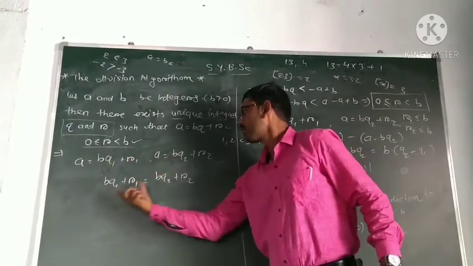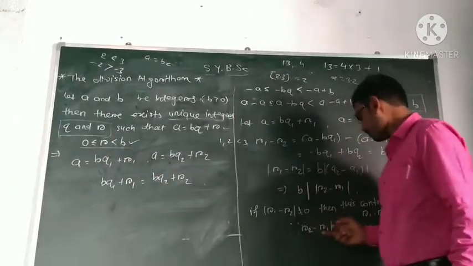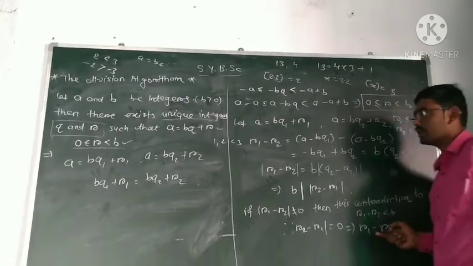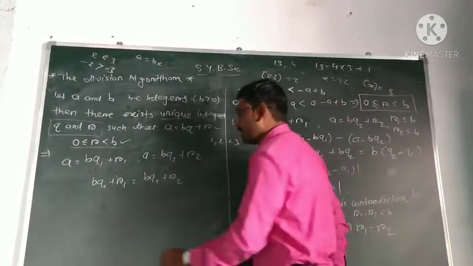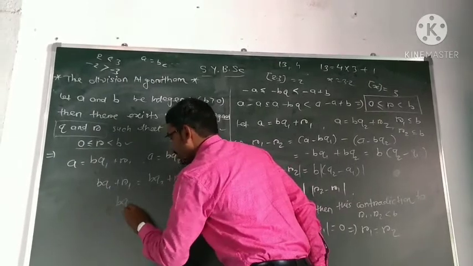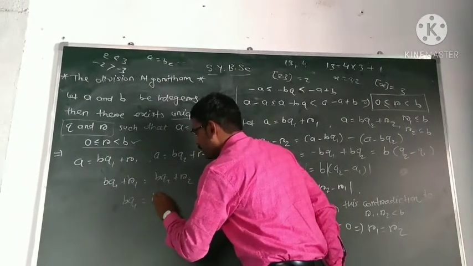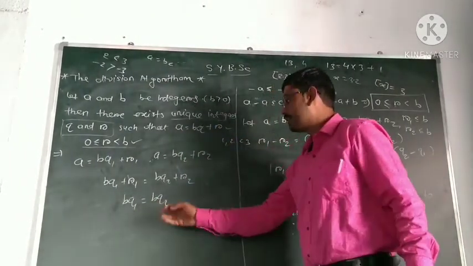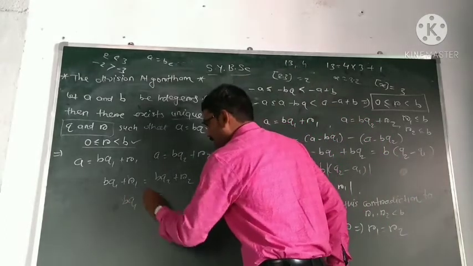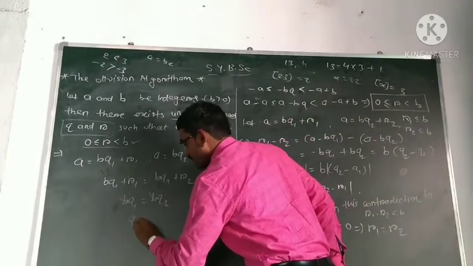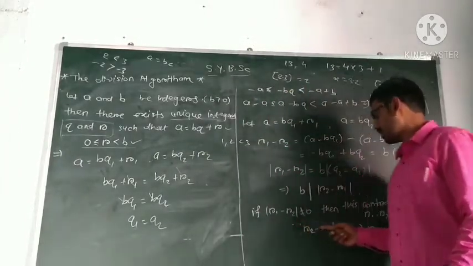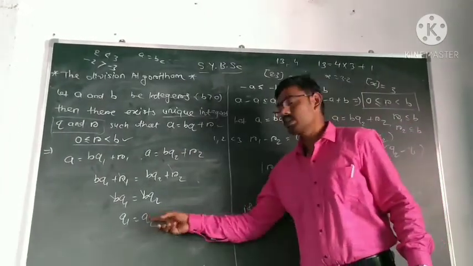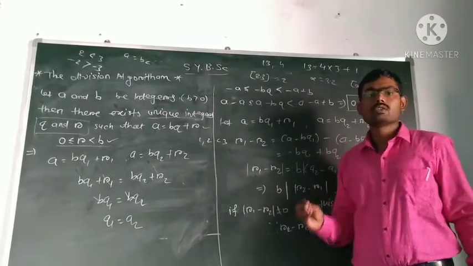So these are equal. But R1 is R2, so it gets cancelled. So what remains? Only BQ1 is equal to BQ2. But again B is an integer, it gets cancelled. So what remains? Q1 is equal to Q2. This implies the remainders and the quotients are always unique.